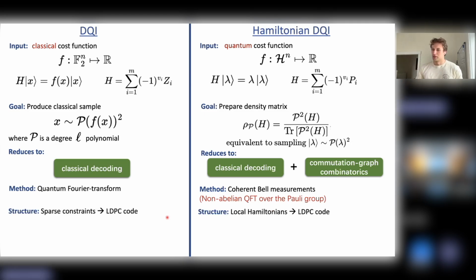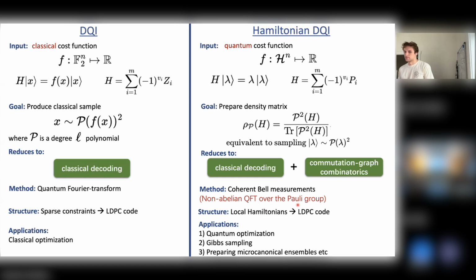Now, earlier I alluded to how if you have sparsity in the cost function, this also gives you sparsity in the parity checks of the code. And now here in the Hamiltonian setting, we have a very similar, very nice, I think, structure-preserving property, which is whenever your Hamiltonian is local. So this includes basically any Hamiltonian in the real world. This means that the decoding problem you have to solve is also local. So it's that of an LDPC code.